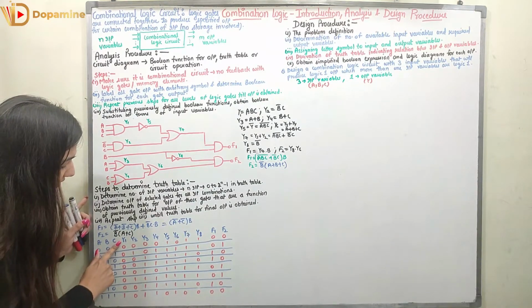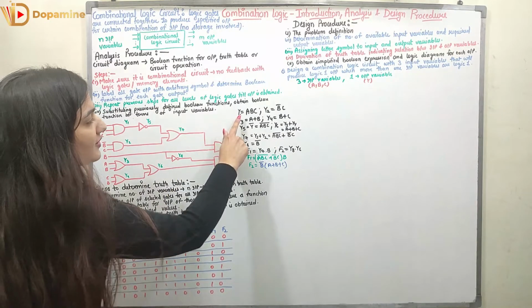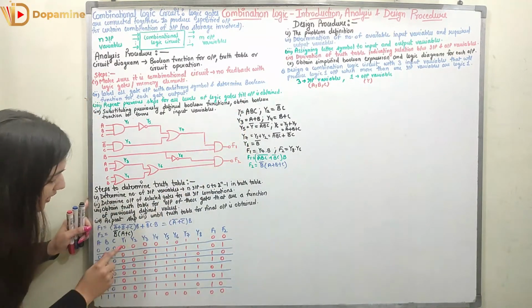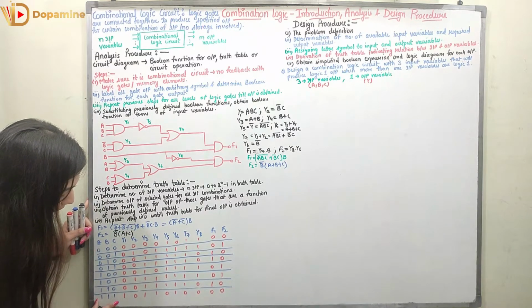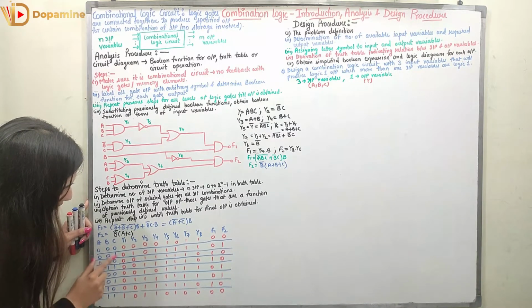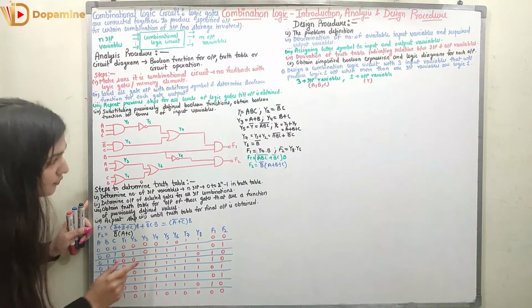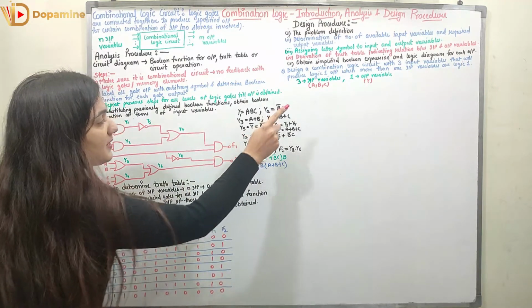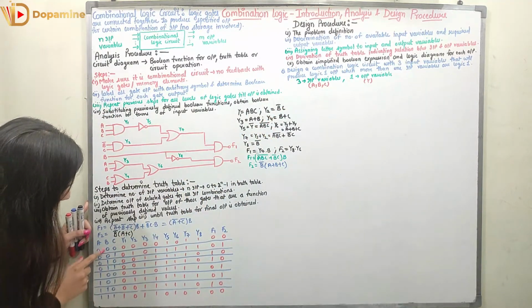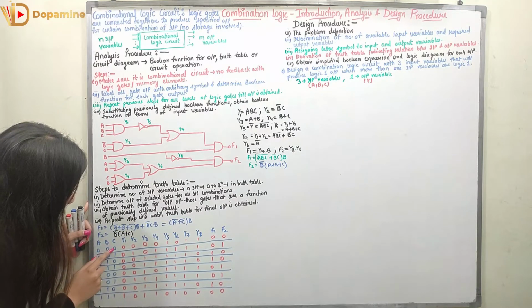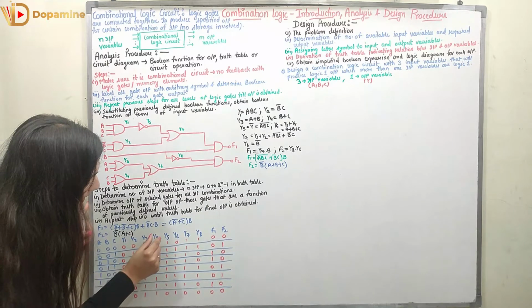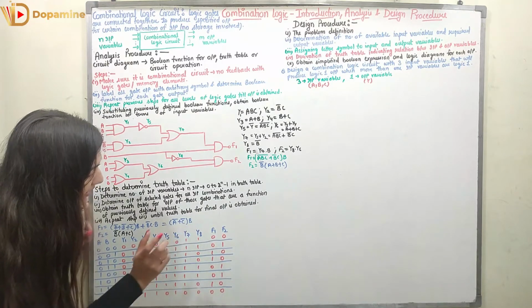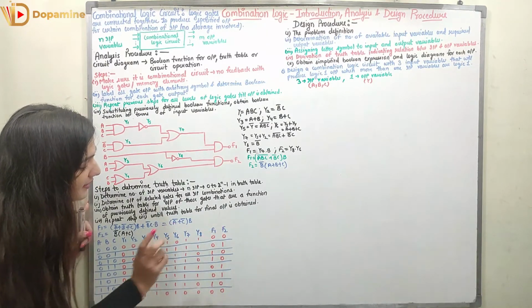So let's take the example of Y1. What is Y1? Y1 is A into B into C. So A into B into C will be 1 only when all of them are 1. If any one of them is 0, Y1 will be equal to 0. Coming to Y2, Y2 is B bar into C. So we will first see what is B bar. We have to multiply it with C, I will get Y2. Similarly, you can calculate Y3, Y4, Y5, Y6, Y7, Y8 and also F1 and F2.